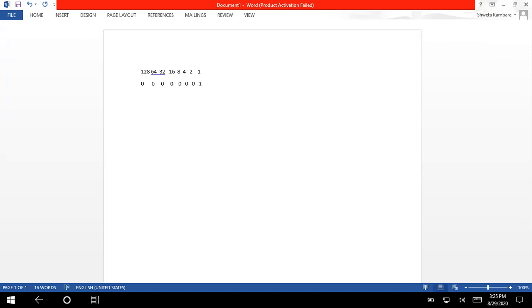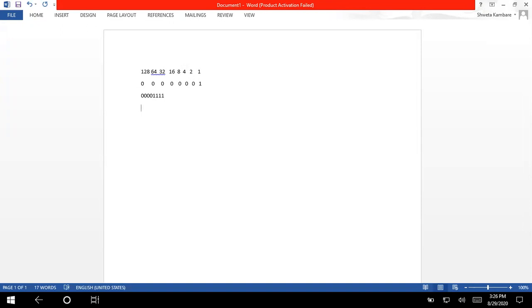This is your 1. Now, if you want to represent, let's say, 15, you have to perform addition on these numbers. Where can you get 15? 8 plus 4, 12, plus 2, 14, plus 1, 15. So all these 4 bits should be 1 and the remaining bits should be 0. I'm not going to put spaces now. You just have to understand the places of these bits. 0, 0, 0, 0, 1, 1, 1, 1. This is your 15.